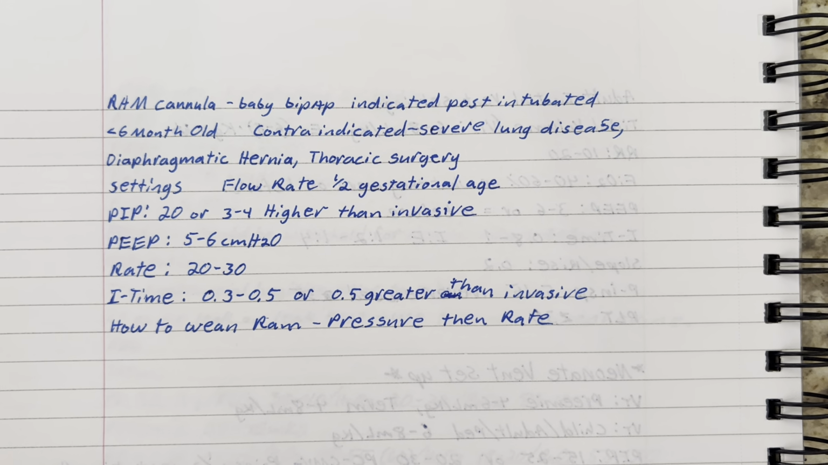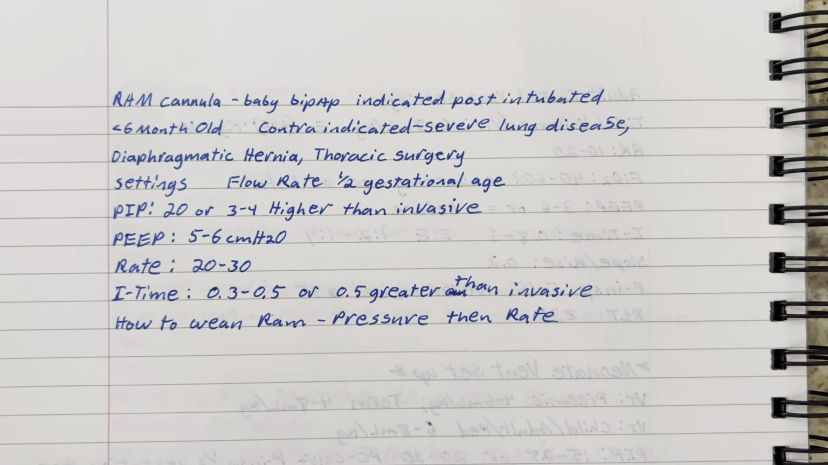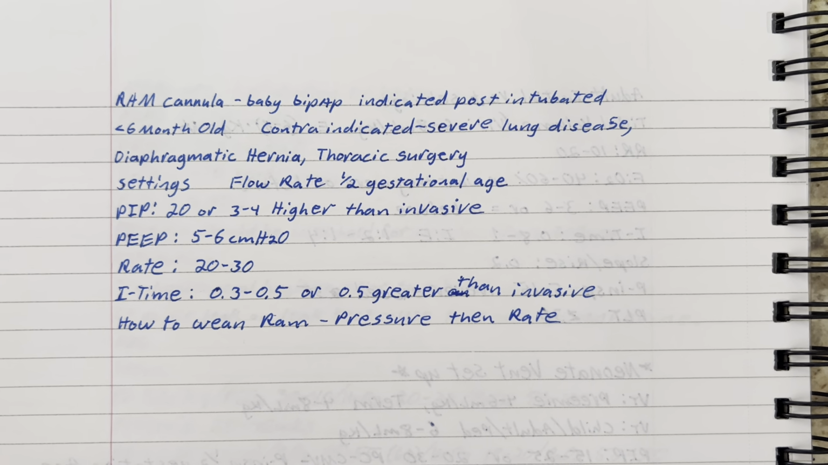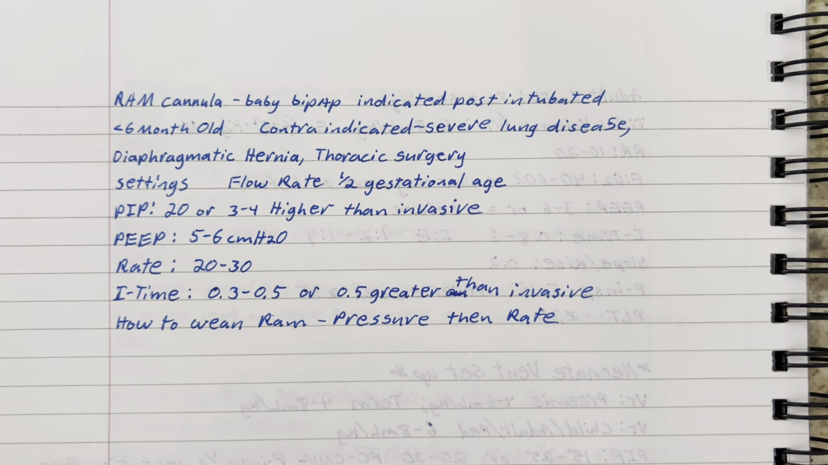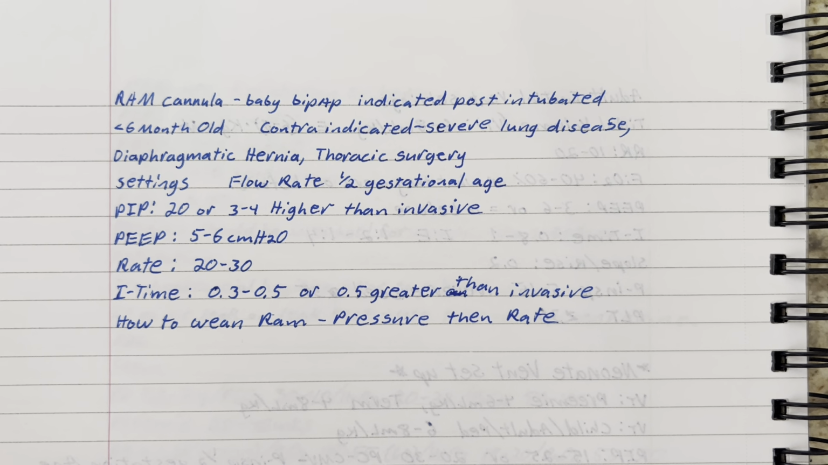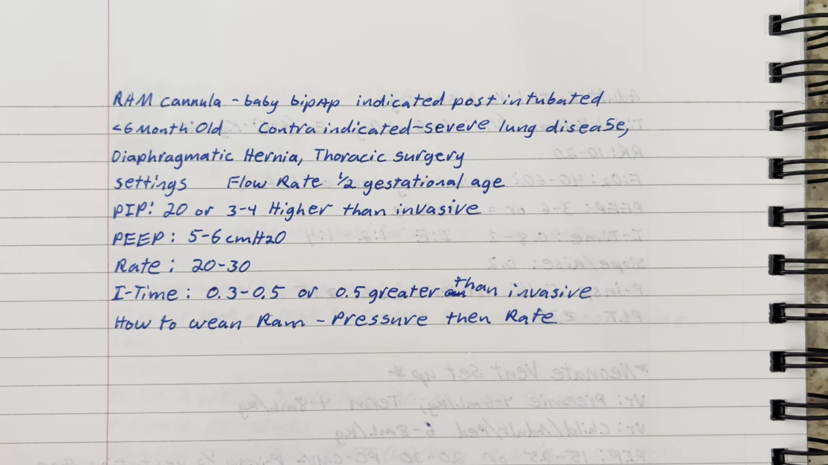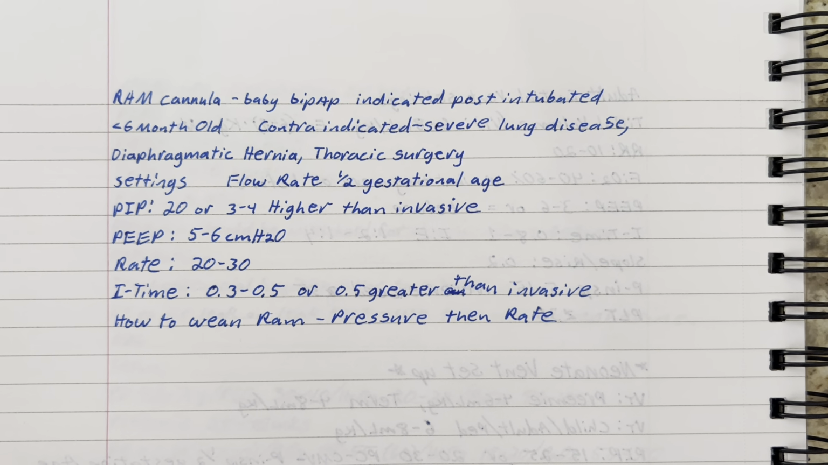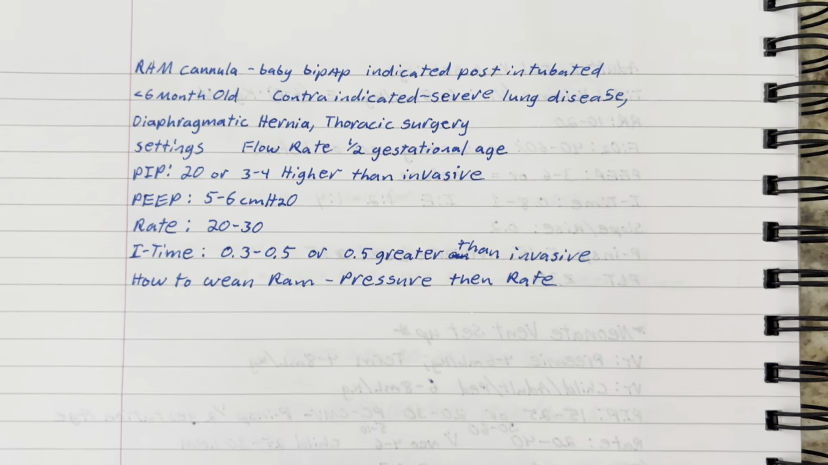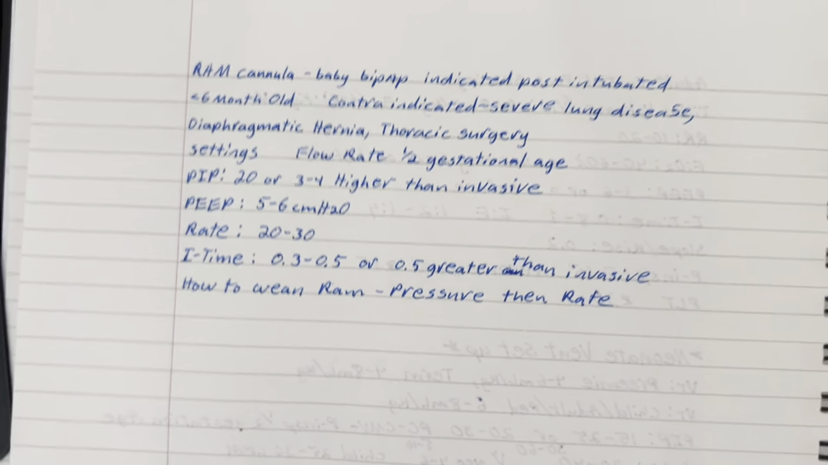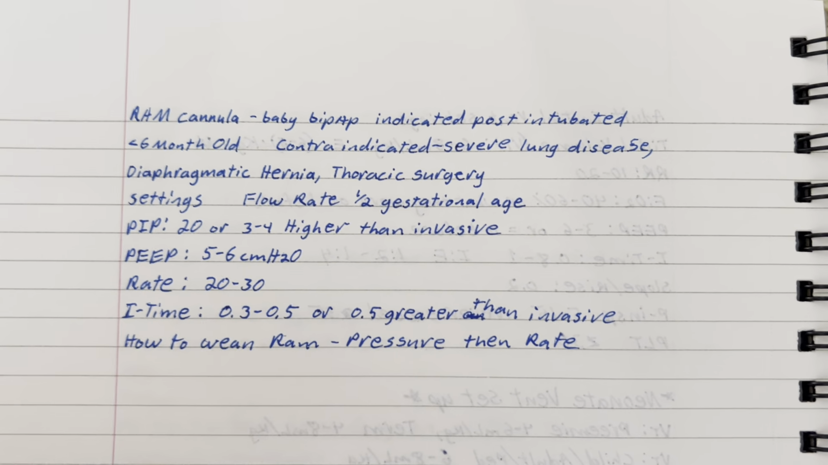Settings for RAM cannula: flow rate should be 1/2 of gestational age. PIP 20 or 3 to 4 higher than invasive. RAM cannula PEEP should be 5 to 6 cm H2O. I'd go 3 to 5, like the initial vent.